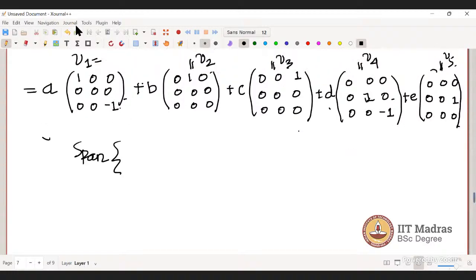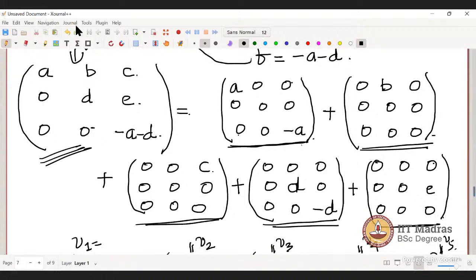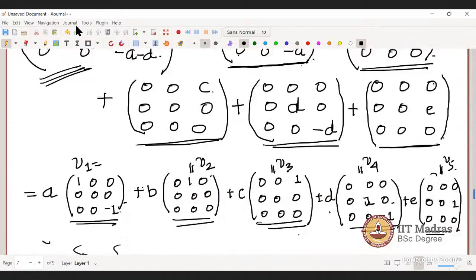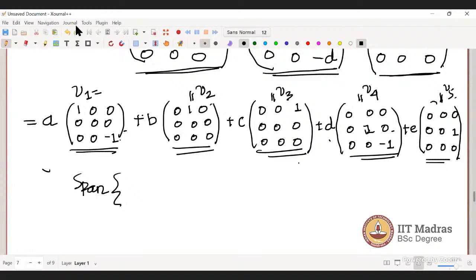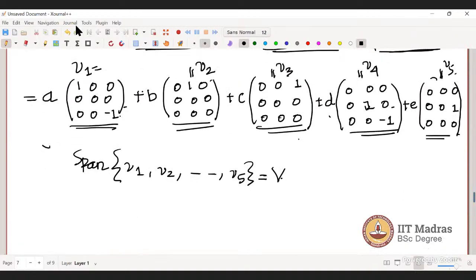So one thing is clear. What I have done here is choose an arbitrary element of the vector space B, and I showed that I can write that arbitrary element as a linear combination of these 5 vectors. I can write any element of the vector space B as a linear combination of these 5 vectors. So that means the span of V1 to V5 is basically B, right?